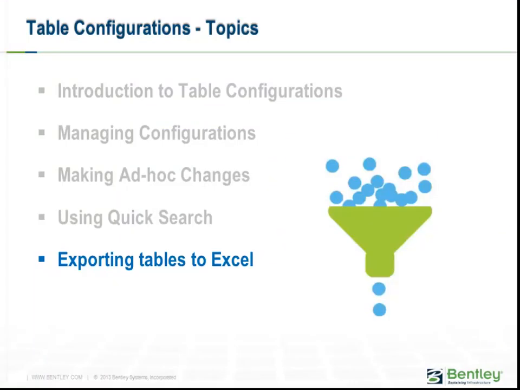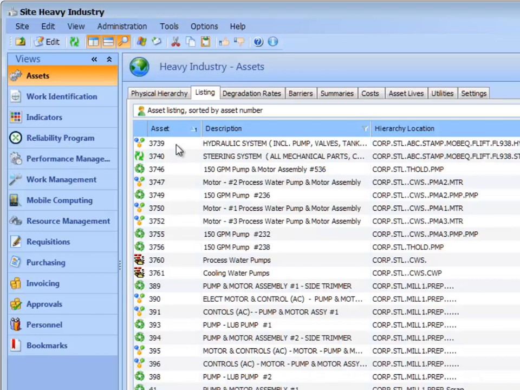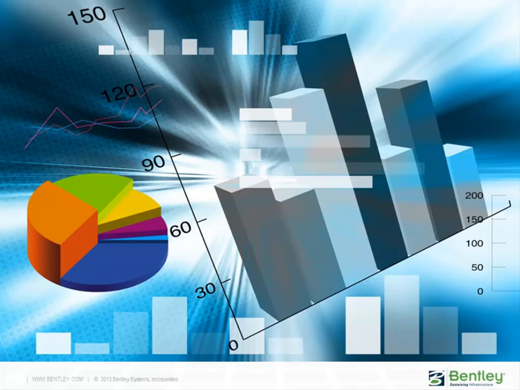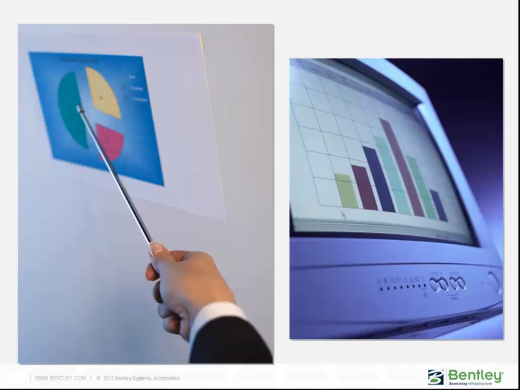Exporting tables to Microsoft Excel. Many APM views contain lists of items in tables. For example, the Asset Listing tab shows a list of all assets at the site. The Work Orders tab shows a list of open work orders. You may want to work with this information outside of APM, perhaps for a report or a presentation. Exporting a table to an Excel spreadsheet allows you to do this.